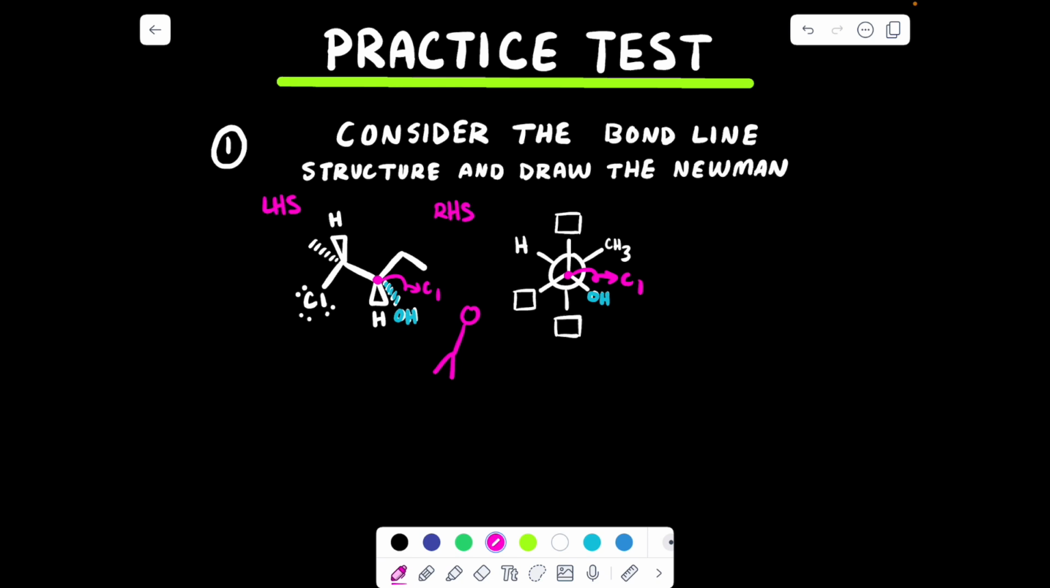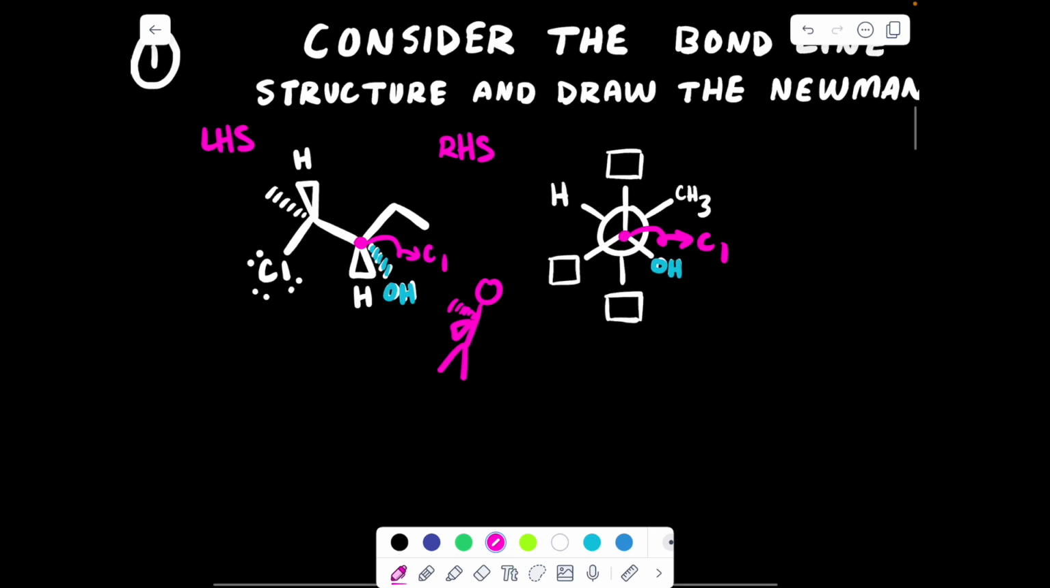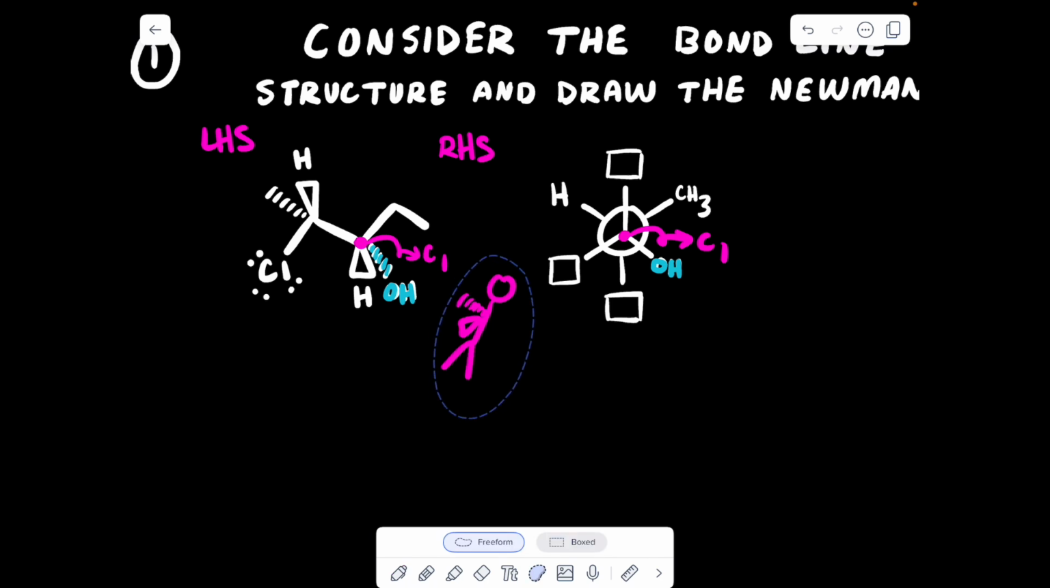And since I just drew my human on the right-hand side of my bond line structure, I must draw in my dash and my wedge, which are my arms, where when I am standing on the right-hand side, my left hand is going to be on the wedge, and my right hand is going to be on the dash, where dashes line up with dashes and wedges line up with wedges.